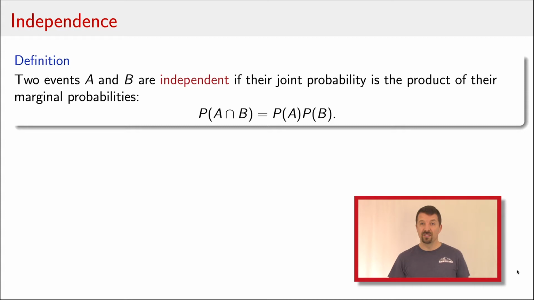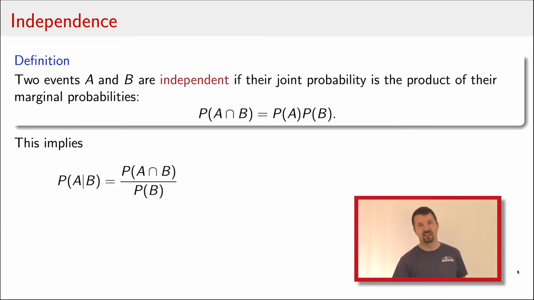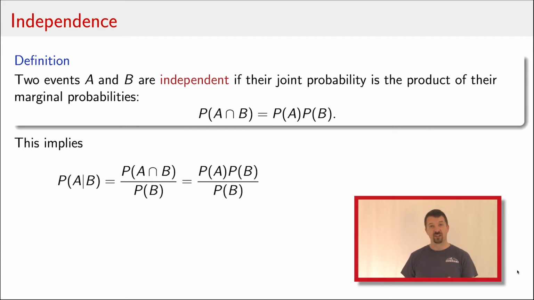There's a number of consequences of this definition. The first, and one that makes it a bit more intuitive, is this one. If you want to write down the conditional probability of A given B, right? Last time we talked, or 2 times ago, we talked about that this is equal to the probability of A and B divided by the probability of B. If A and B are independent, then we can rewrite the numerator using the definition that we just provided, and that means that the numerator becomes the probability of A times the probability of B. Now we have the probability of B both in the numerator and the denominator, and so we can cancel those two out, just leaving the probability of A.